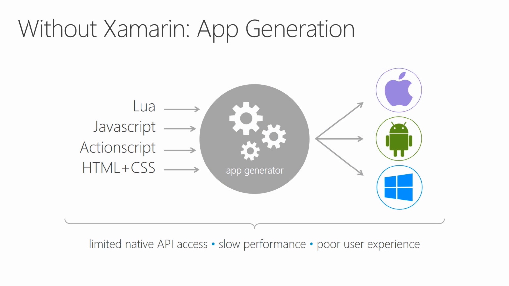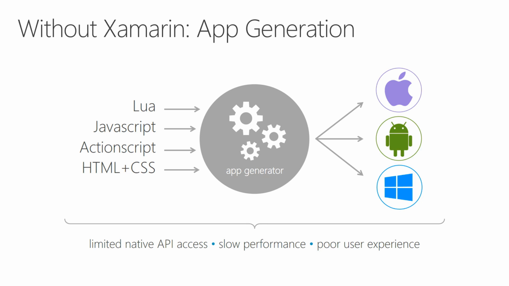So another approach is to use an app generator. So this is where you write a generic application in one programming language, and it's deployed within a native shell application. So this is often done using HTML and CSS, where you essentially are shipping a web application.